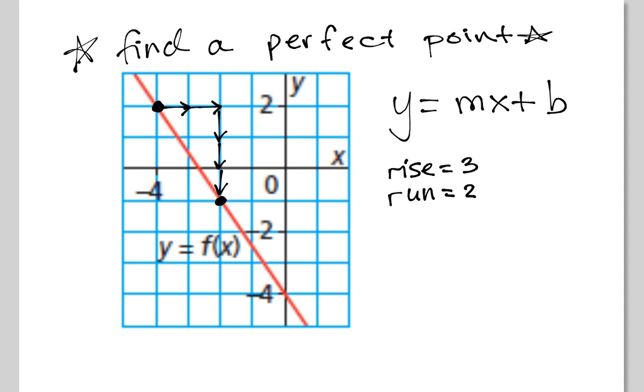And then just have to remember our buddy slope dude. This is nice, negative, nice, negative. So we always try to keep the run positive. So if the run is positive, the rise has to be negative. And then where does this graph intercept the y-axis? Down here at -4. Okay, so then we have it. It's -3/2x minus 4.